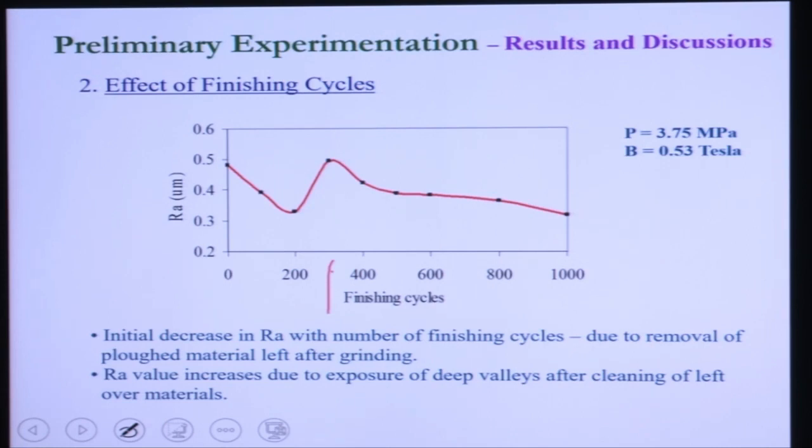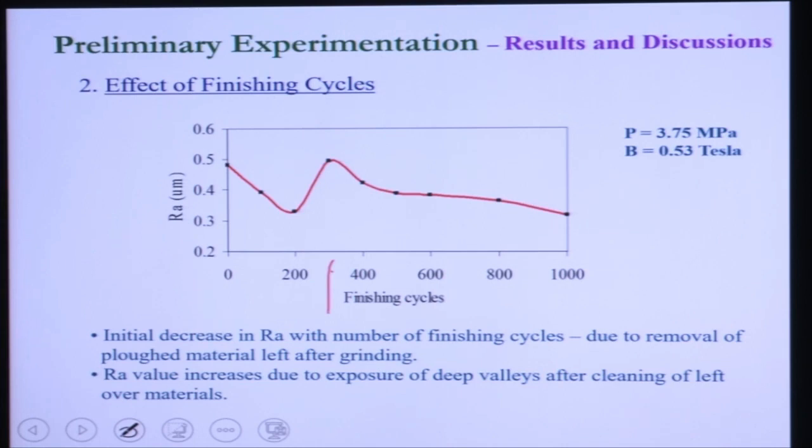Because these workpieces are ground workpieces, whatever flowed material or loosely held material is there is removed by the abrasive particles. Sometimes this loosely held material is deposited on the workpiece surface. There is a chance that these flowed materials are removed a little bit and filled in the valleys. That's why in the initial few cycles you can see your final surface roughness improves.